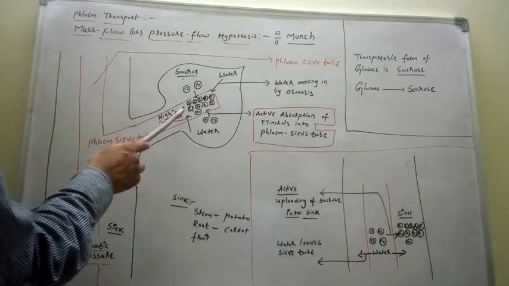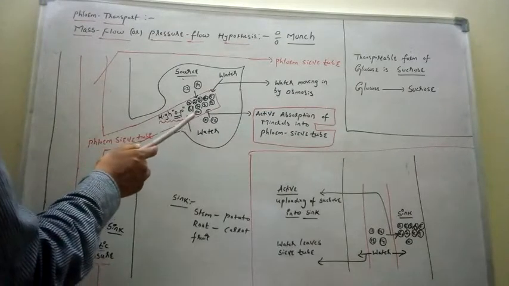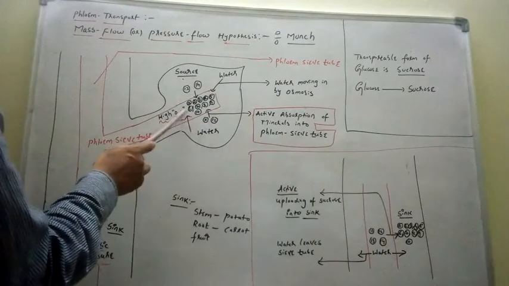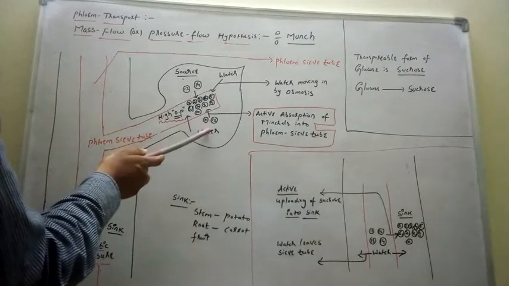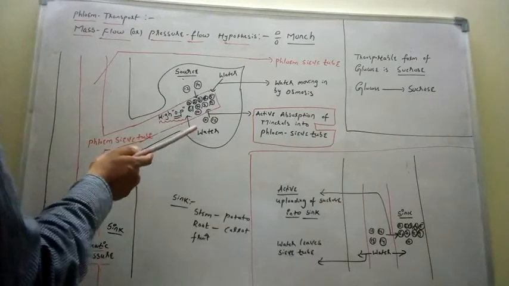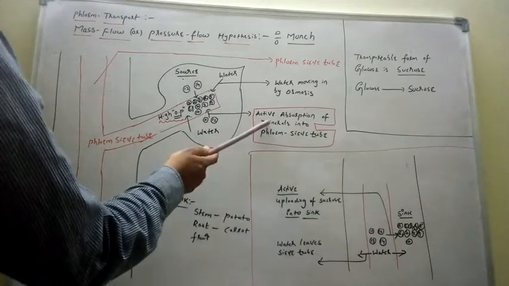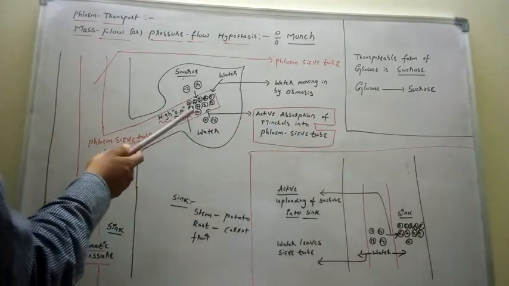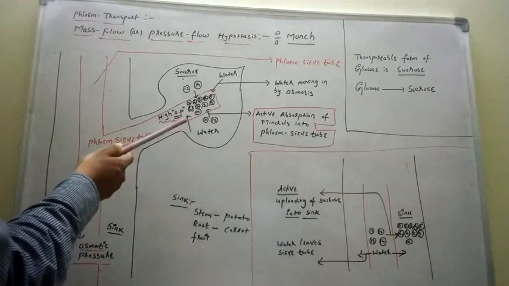What is active transport? Active transport means that by using energy, the food molecules are moved from low concentration to high concentration. What is meant by passive transport? Passive transport is the movement of molecules from high concentration to low concentration without using energy.